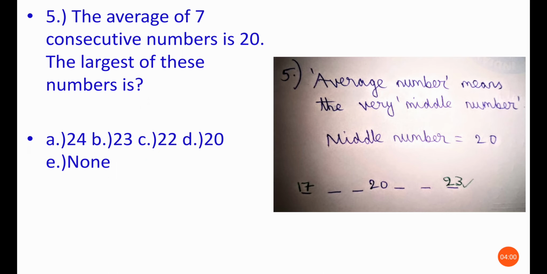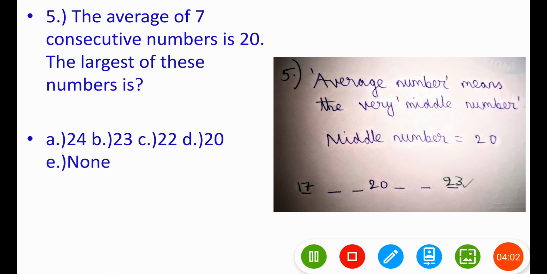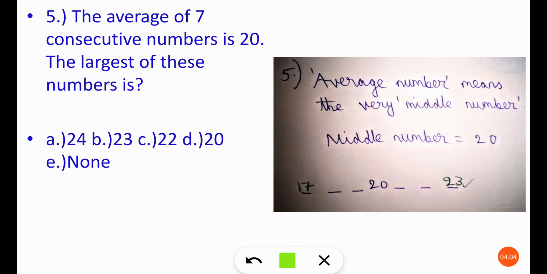Moving to the fifth question. The average of 7 consecutive numbers is 20. The largest of these numbers is. Average number means the middle number. In a sequence, in an order, the average means which one is the middle, that is the order.